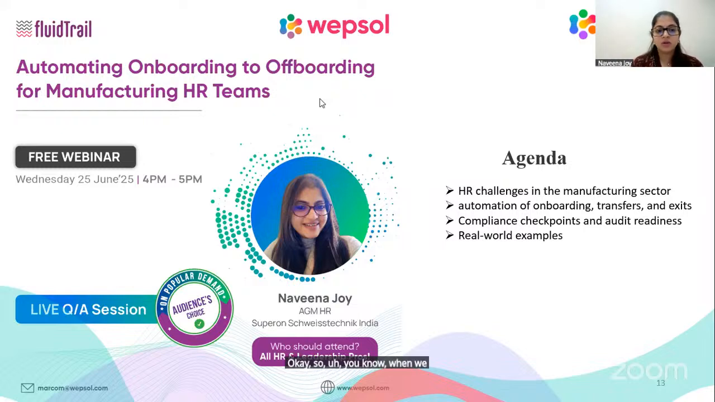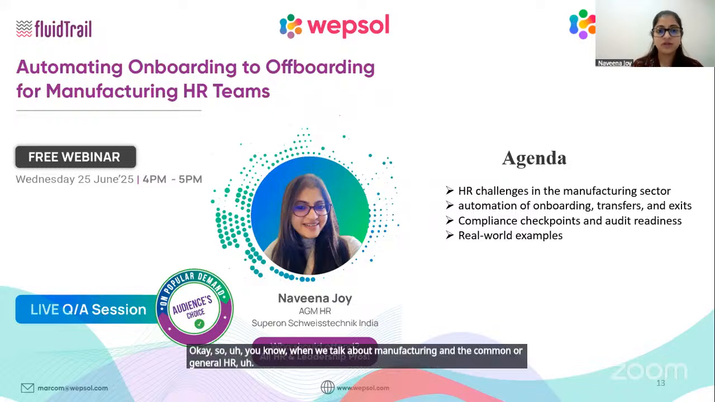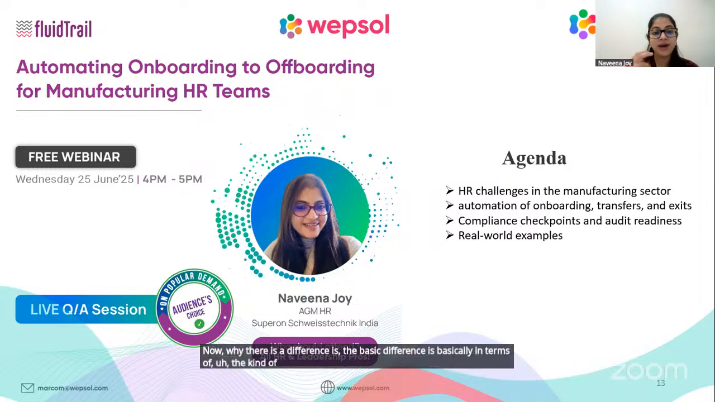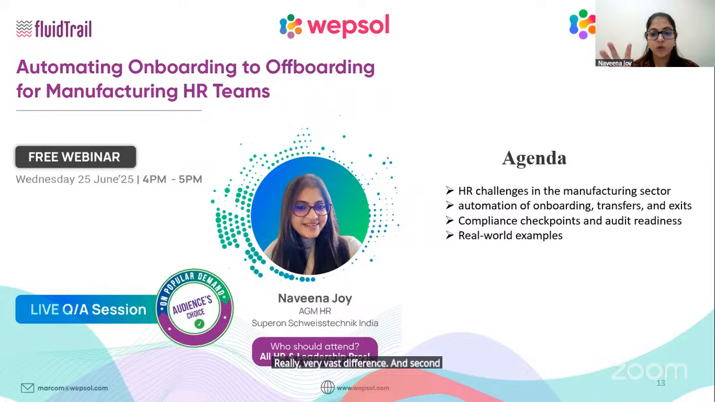Okay, so when we talk about manufacturing and the common or general HR office or corporate, offboarding and onboarding, there is a difference. The basic difference is in terms of the kind of background and education skills that is required in a corporate and the kind of information that is required in manufacturing. There is a very vast difference. And second thing is the volume. In a corporate, the volume is much lesser as compared to a manufacturing unit.